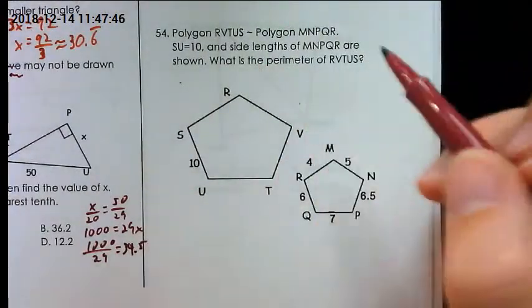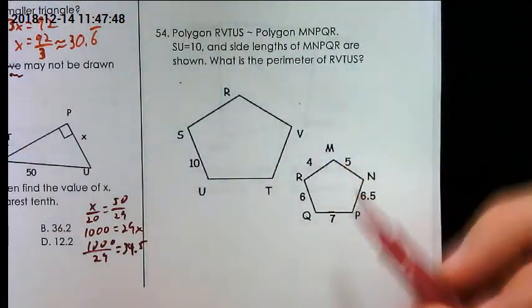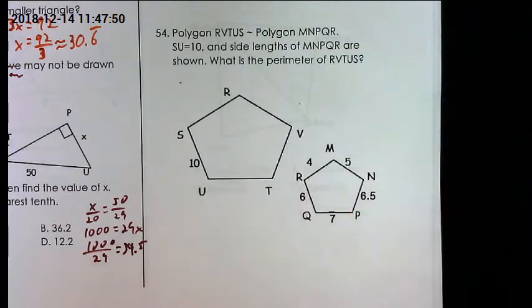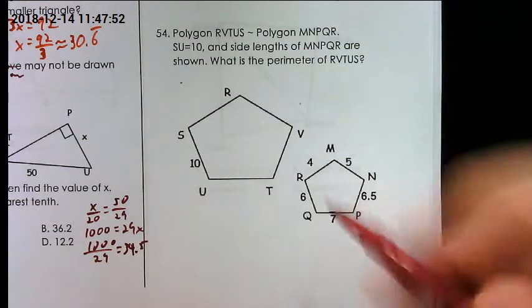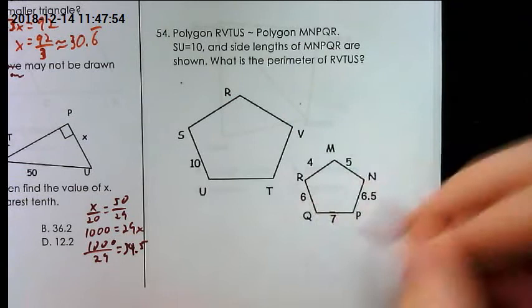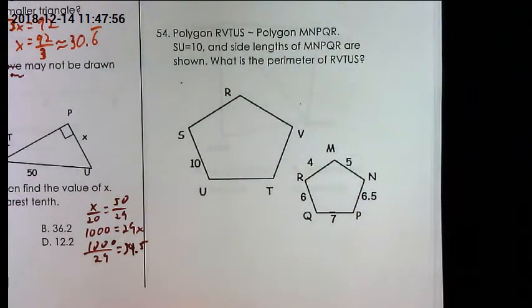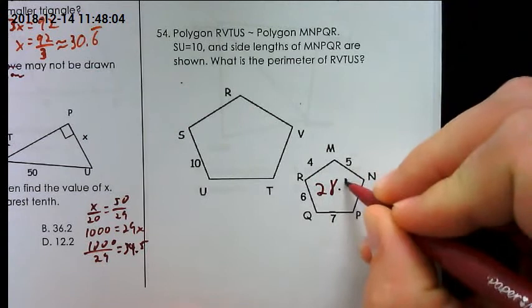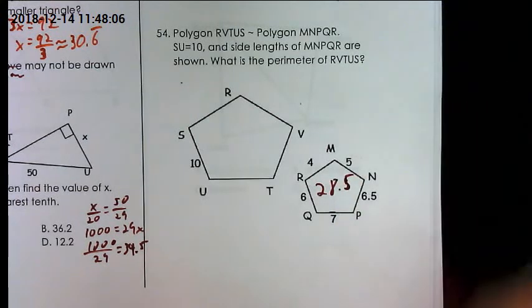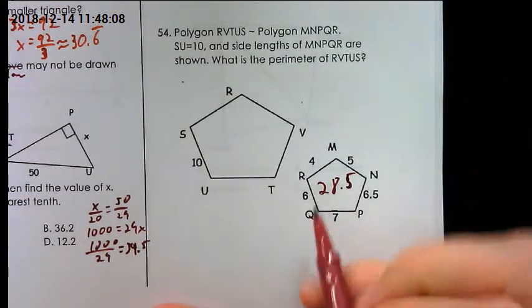On 54. Again, this is very similar to the other one we just did with perimeter a few moments ago. If we find the perimeter of this one first, that's going to help us out. So 6 plus 4 plus 5 plus 6.5 plus 7 gives us 28.5. That's the perimeter of the small one.